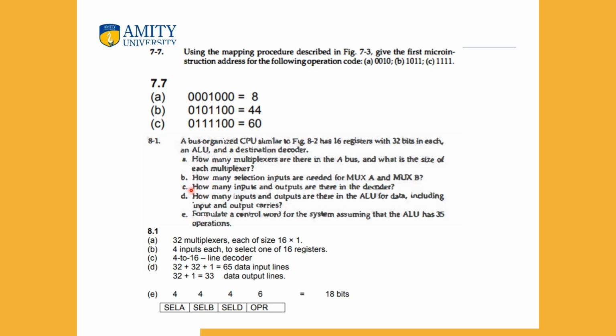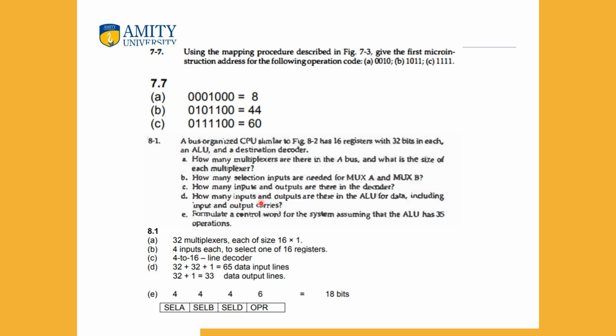The next question is how many selection inputs are needed for mux A and mux B. The size is 16, hence for size 16 we have 4 selection inputs from the formula 2 to the power n. Part C asks how many inputs and outputs are there in the decoder. The decoder will have inputs and outputs on the basis of the number of registers. Since we have 16 registers, we will have a 4:16 line decoder. So 4 selection lines give you 16 different combinations for selecting any one register from the 16 registers.